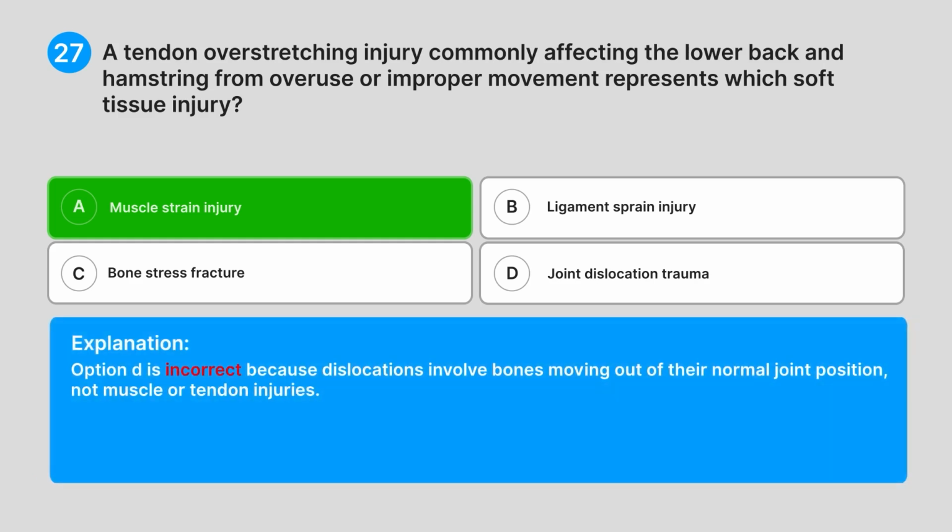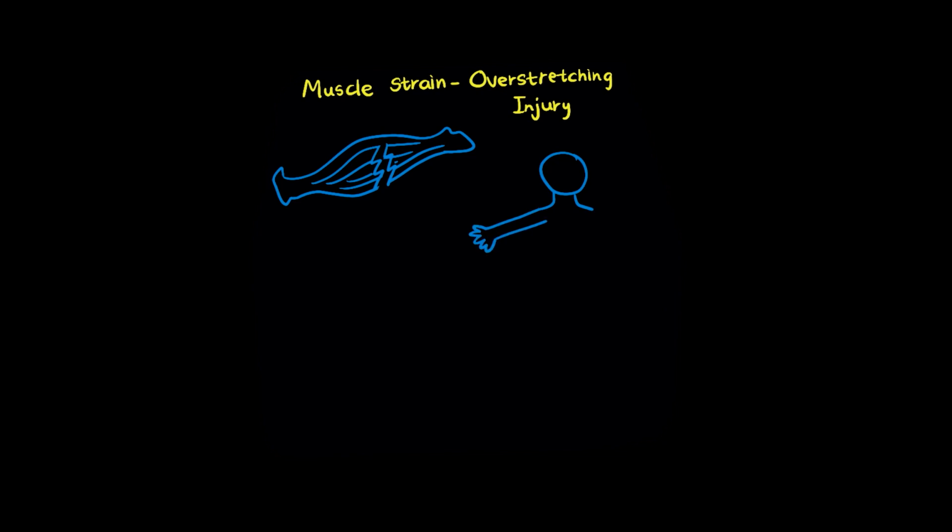Option D is incorrect because dislocations involve bones moving out of their normal joint position, not muscle or tendon injuries. A muscle strain tells the story of tissues pushed beyond their limits, specifically affecting the muscle tendon unit. Picture a rubber band being stretched. There's a point where the elastic fibers start to tear. That's exactly what happens in a strain. The muscle fibers or the tendons connecting muscle to bone get overstretched during activities like lifting something too heavy or making a sudden movement.